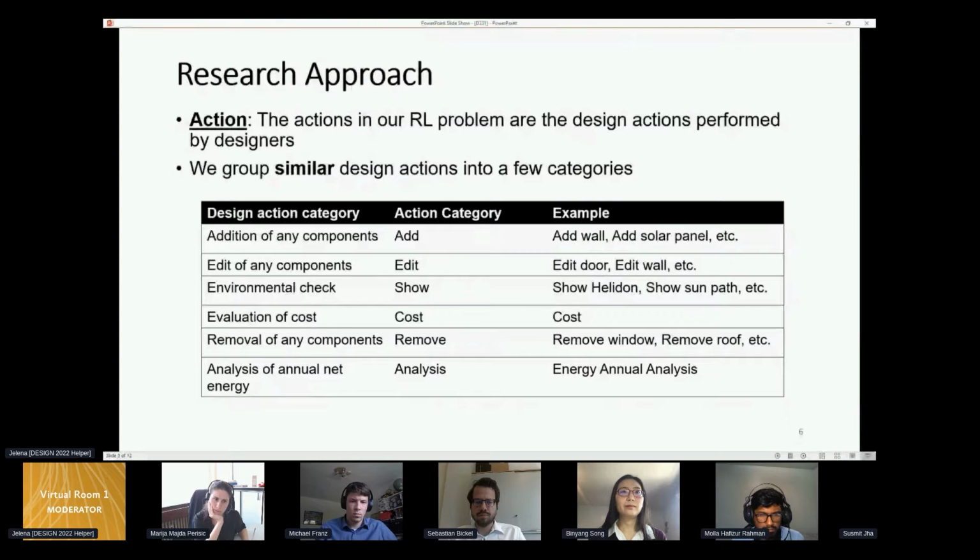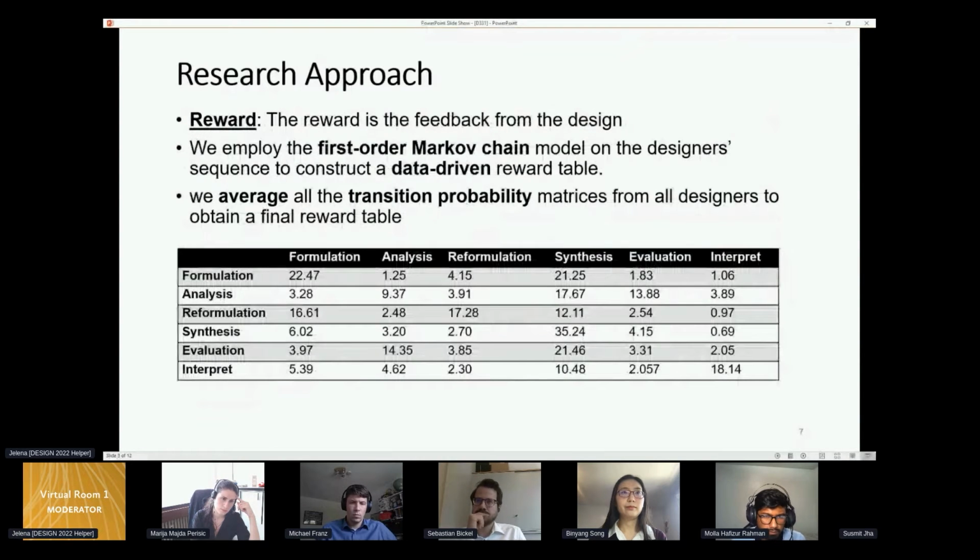We observe that designers can perform similar categories of actions in each state. We group similar design actions into a few categories. For example, addition of components such as add wall, add solar panel, etc. is categorized by add action. The reward is the feedback from the design. The RL agent aims to maximize the total reward that is calculated by summing all the immediate rewards.